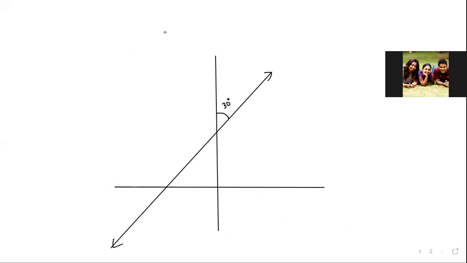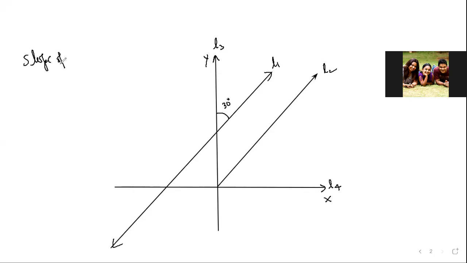Then I am going to draw a bisector. This is L1. Another one, I'm going to do L2. It is bisecting the first quadrant. Then the y-axis itself is L3 and the x-axis itself is L4. You have to tell me the slope of L1, slope of L2, slope of L3, then slope of L4.